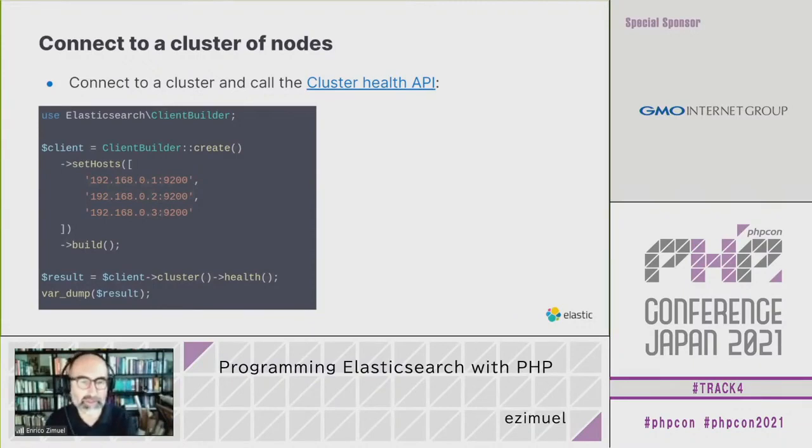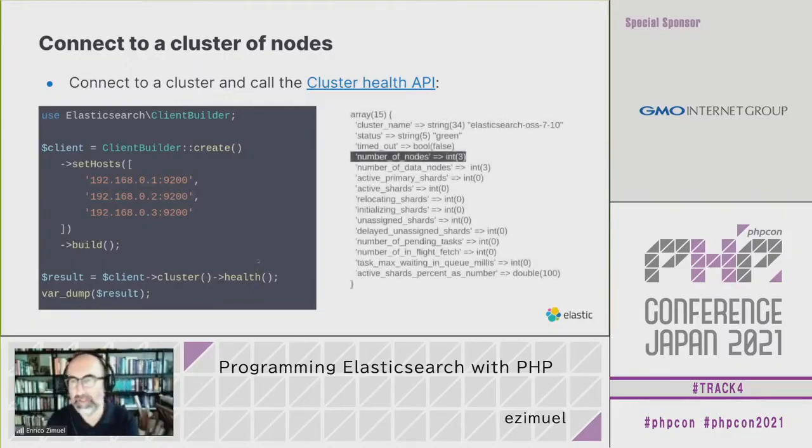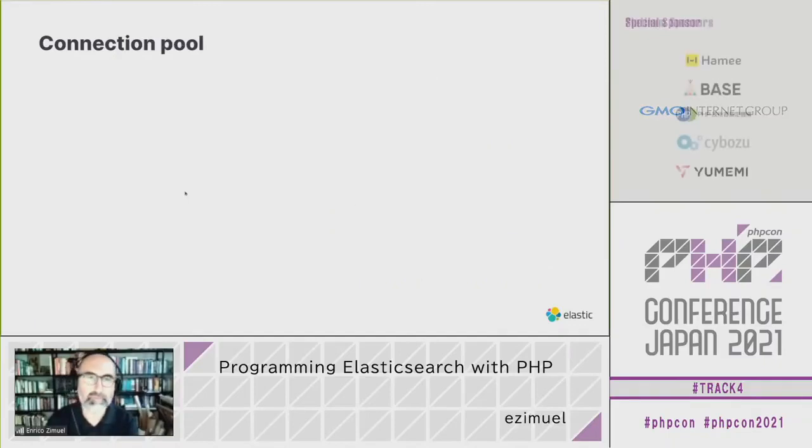In this example, we are just consuming an API that provides information about the health of the cluster. So we want to see if the cluster is running fine, if there are some nodes down, and so on. And these are the results. There is a lot of information, of course, but for instance, we can see the number of nodes that are running. In this case, 3, because we have 3 nodes running here. Okay, as I mentioned, we have a connection pool that you.